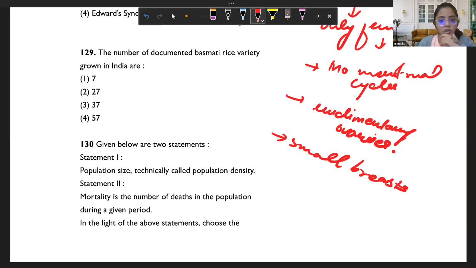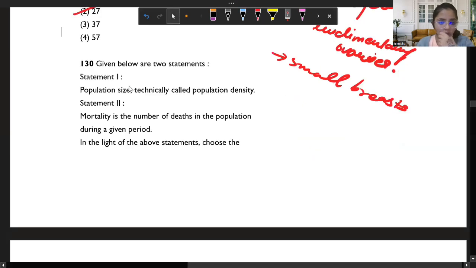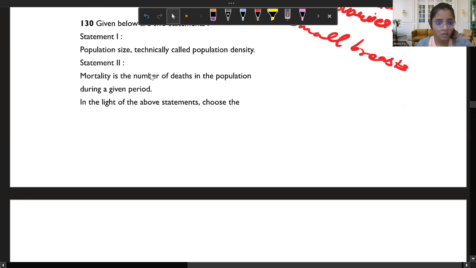129. The number of documented basmati rice varieties grown in India are how many? 27. Okay. Now, 130. Given below are two statements. Statement one, population size is technically called population density. What is statement two? Mortality is number of deaths in population during a given period of time. This is wrong.